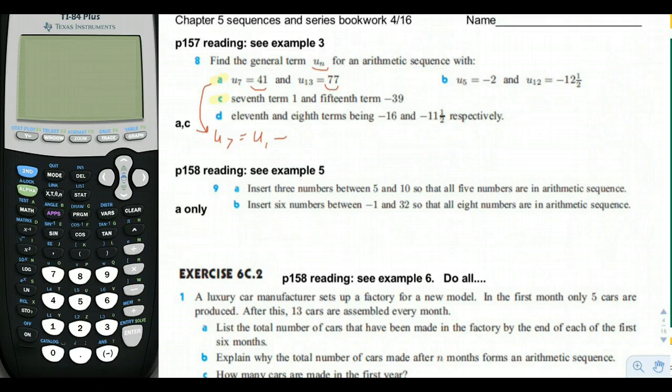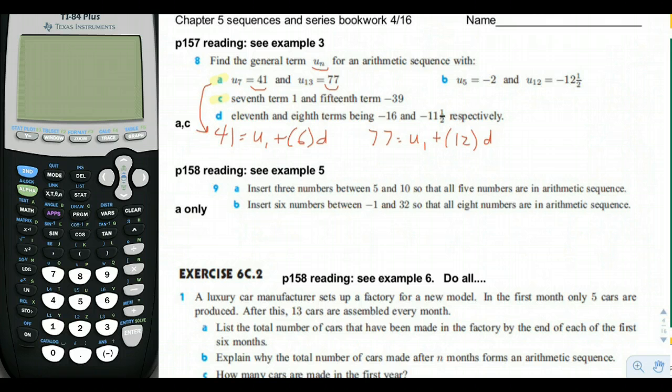u7 is equal to u1 plus 7 minus 1, which is 6, times d. That's one of the things we know. The other thing we know is u13 is equal to u1 plus 12 times d. And u13, of course, we just found out is 77, and u7, we already know, is 41. So now we have two equations and two unknowns, and we can use algebra to figure out what this is going to be.